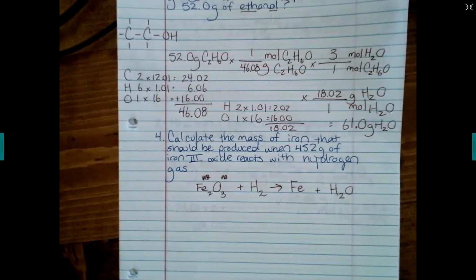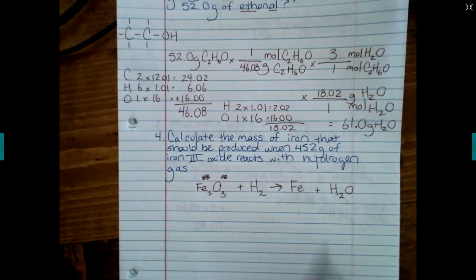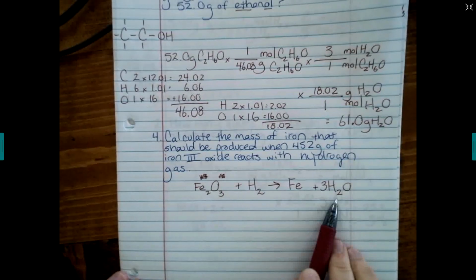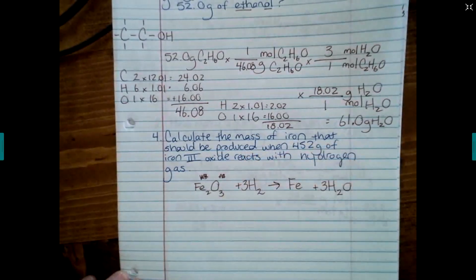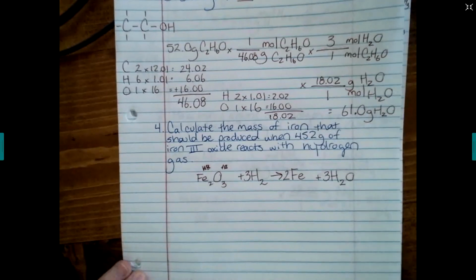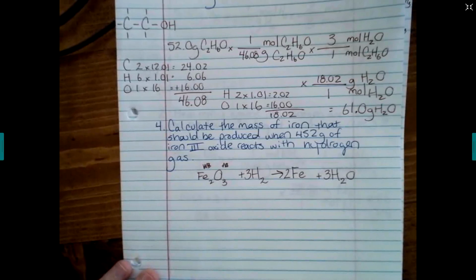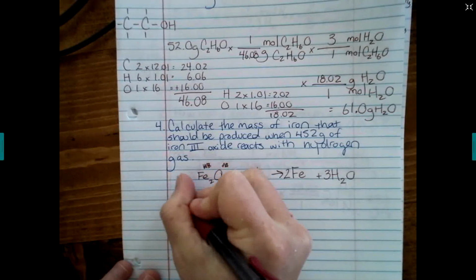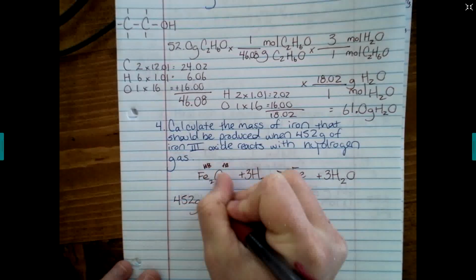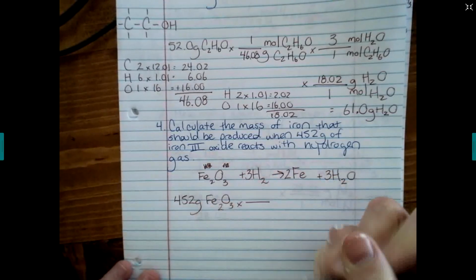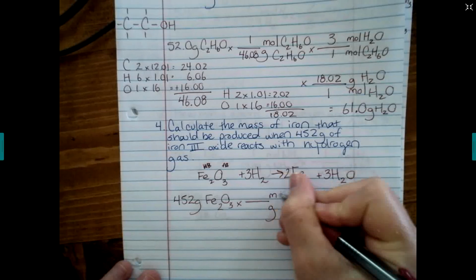We have 3 oxygens on the left. So I'm going to put a 3 on the right. We have 6 hydrogens on the right. So I'm going to put a 3 in front of hydrogen here. And then I need to put a 2 in front of iron. So now I'm ready to solve, to set up my stoichiometry problem. I have 452 grams of iron 3 oxide. Remember, step 1 is to convert that into moles.